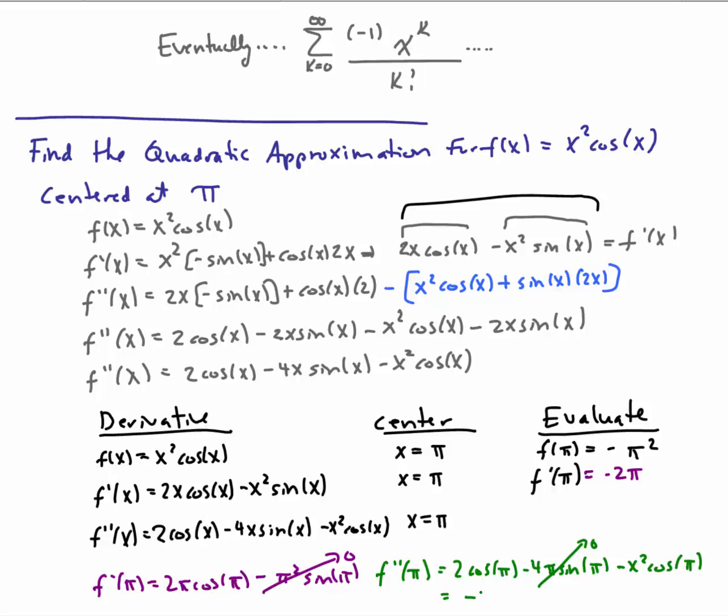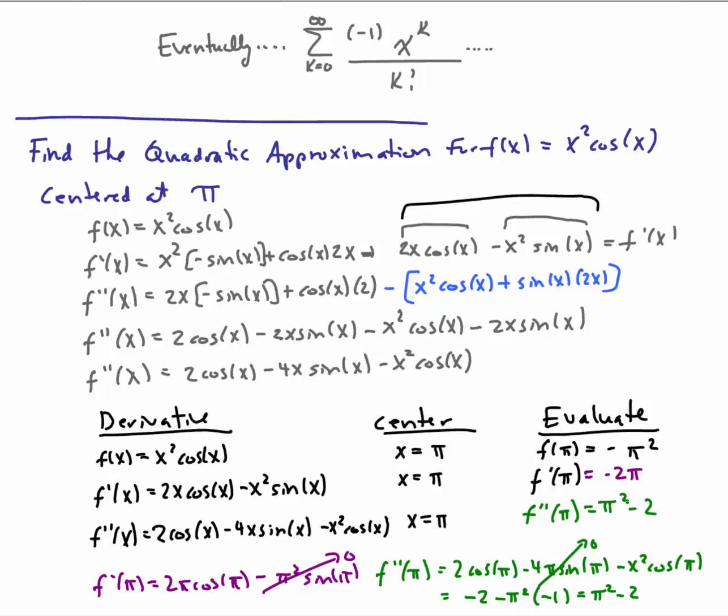Cosine of pi is -1, so I have -2 minus x squared. Cosine of pi is -1, so this is x squared minus 2. So again, you're going to have to show that. That's not something you can just do in your head real quick. You're going to want to write it down. So I have, not x squared minus pi, but pi squared minus pi, because I'm plugging in x equal pi. So pi squared minus 2.